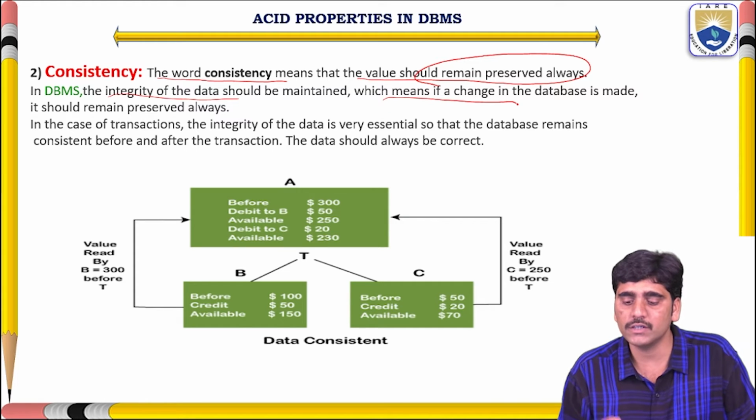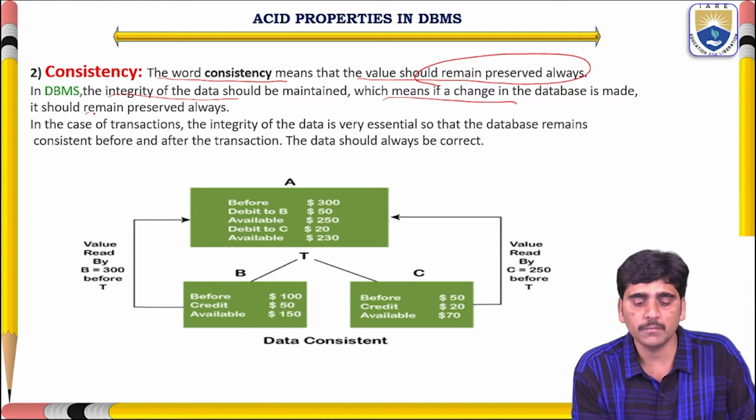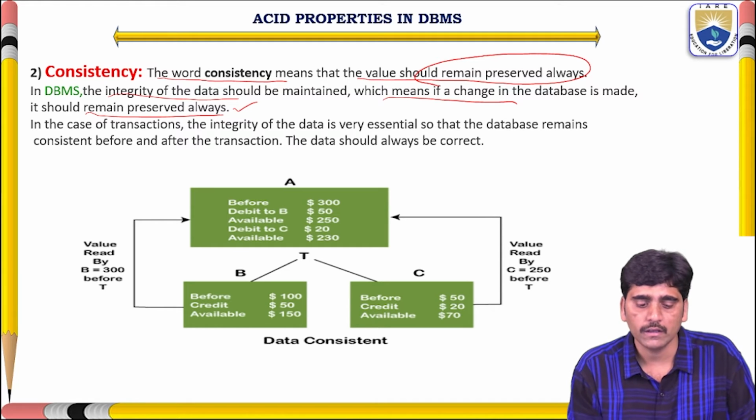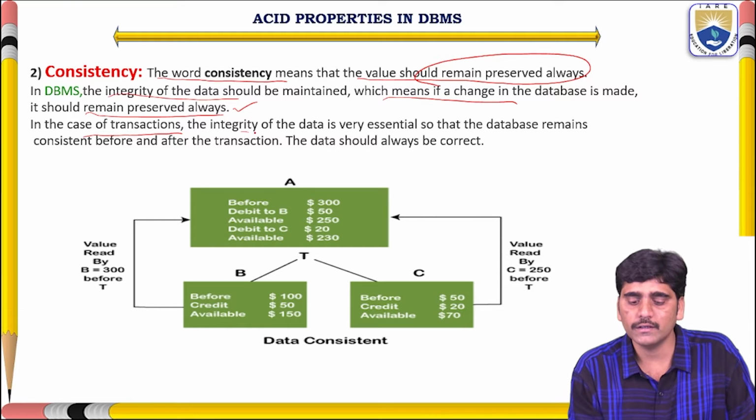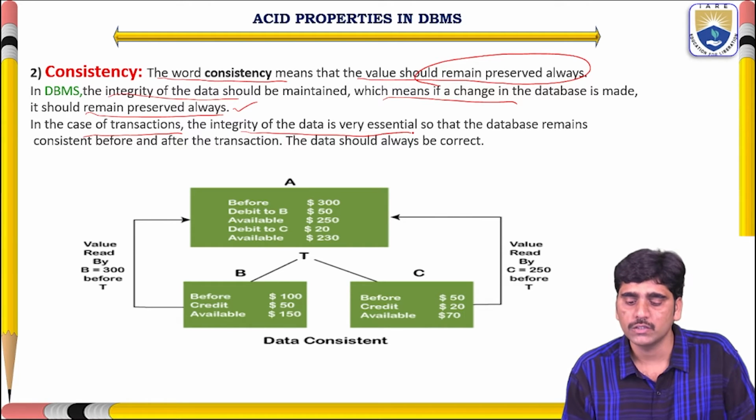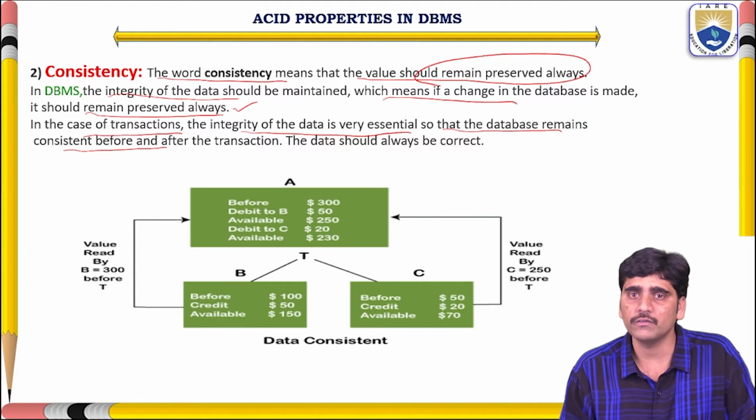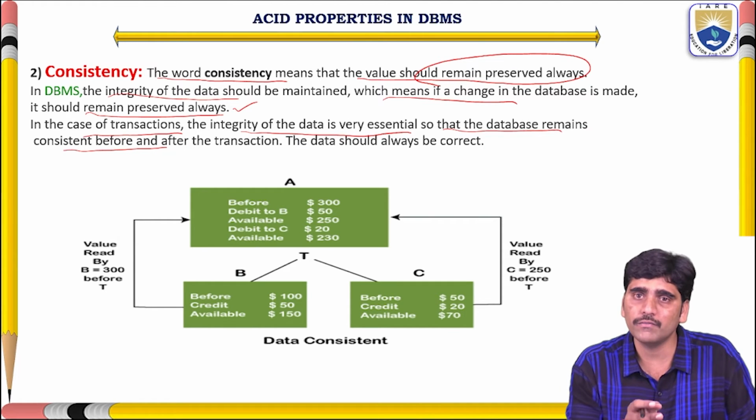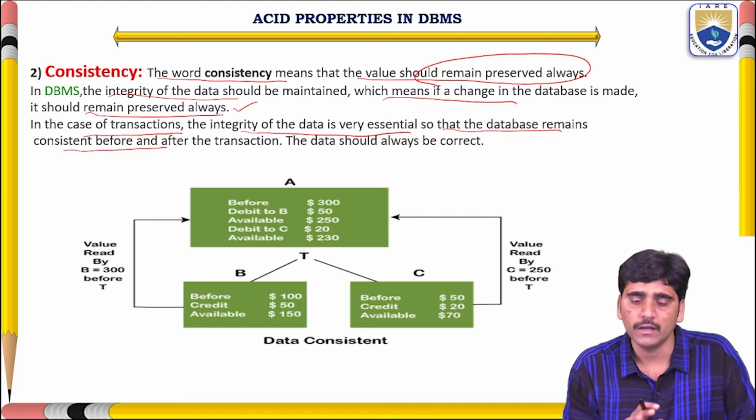Which means if a change in the database is made, it should always remain preserved, so that the integrity of the data is never lost. In the case of transactions, the integrity of the data is very essential, so that the database remains consistent before and after the transactions. So when you are performing credit or debit operations, the amount you have before debiting and the amount you have after crediting, that data should be maintained with integrity. Indirectly, you can say the consistency property is satisfied.